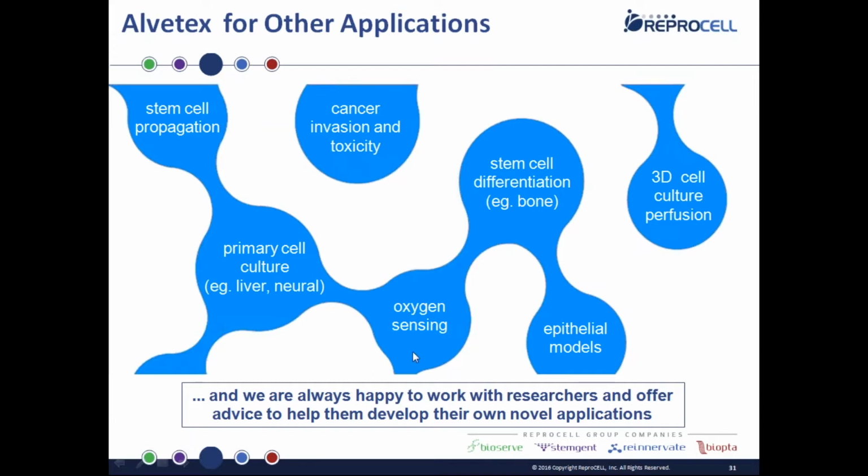We have a small number of customers which are interested in oxygen sensing, which is a very specific application, but it just shows what people can do with Alvetex even without our help. Epithelial models as well, especially if you want an epithelium and then a submucosa underneath, so that's a bit more complex system, but we can do that. And as I mentioned, we have a perfusion system, so some people can be interested.